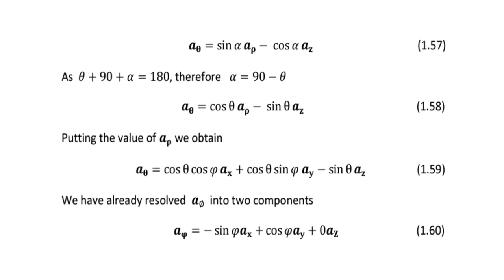If you look at equation number 57, a theta has been resolved into two components. It has a component in the direction of the unit vector a rho, which is sin alpha a rho, and a component in the direction of the unit vector minus az, which is cos alpha az. So a theta has been resolved into two components. Now let us find out this angle alpha.